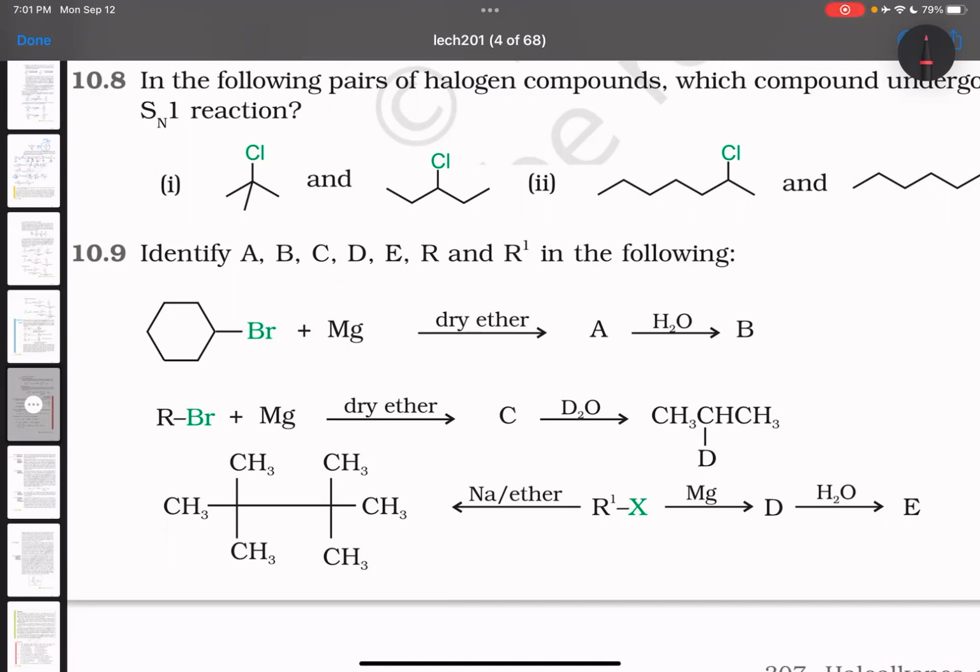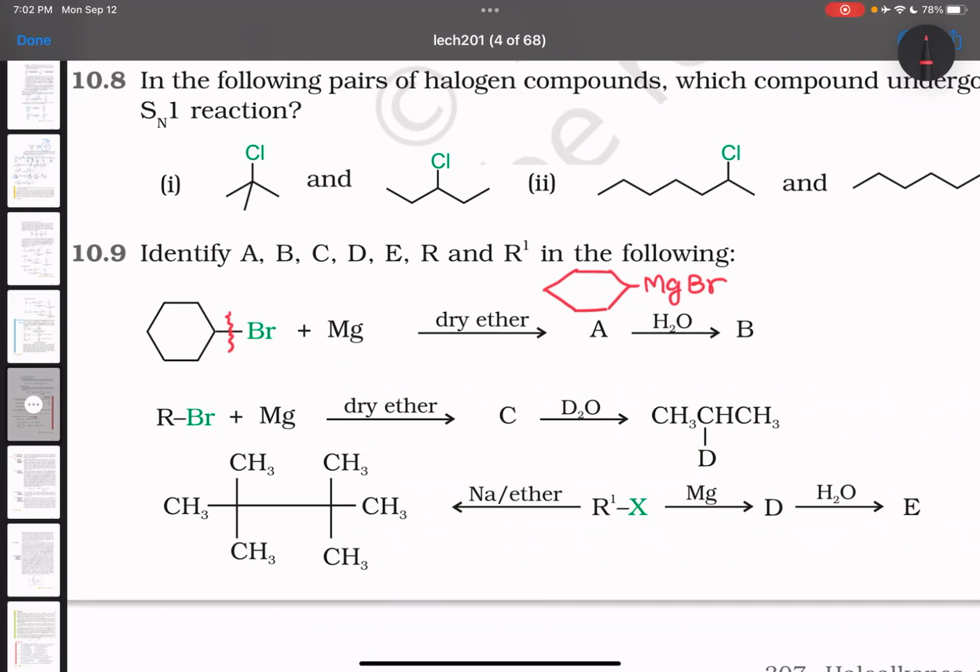So this is bromocyclohexane. Can you see this? So what will happen? Mg will give 2 electrons, become magnesium 2 plus, and magnesium you need to insert in the carbon-halogen bond. That's it. So what you will get? Is it clear? Sir, how did you get MgBr?